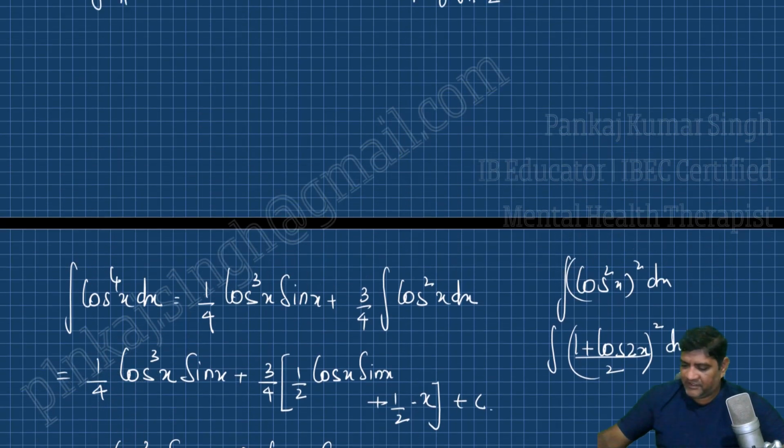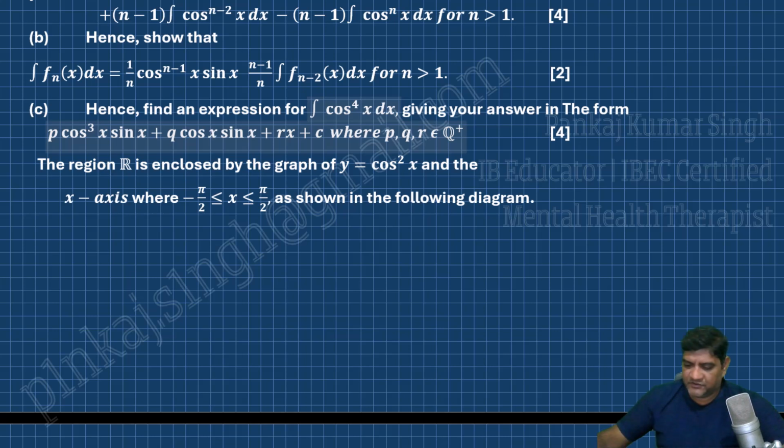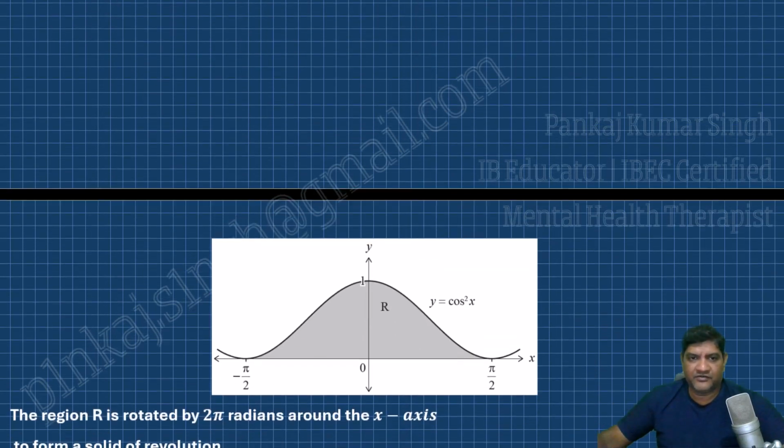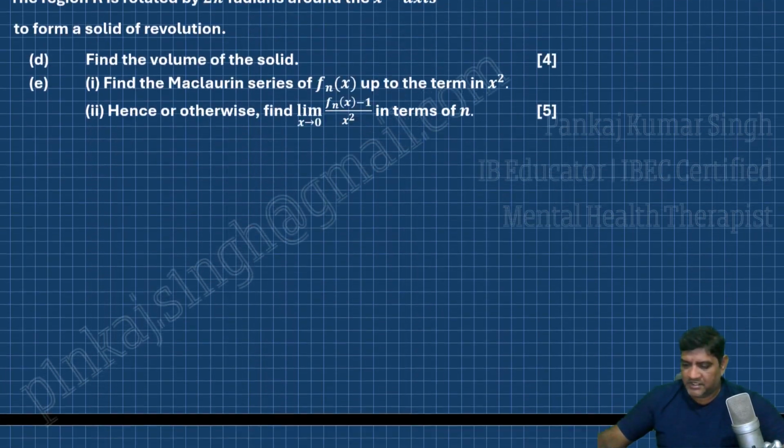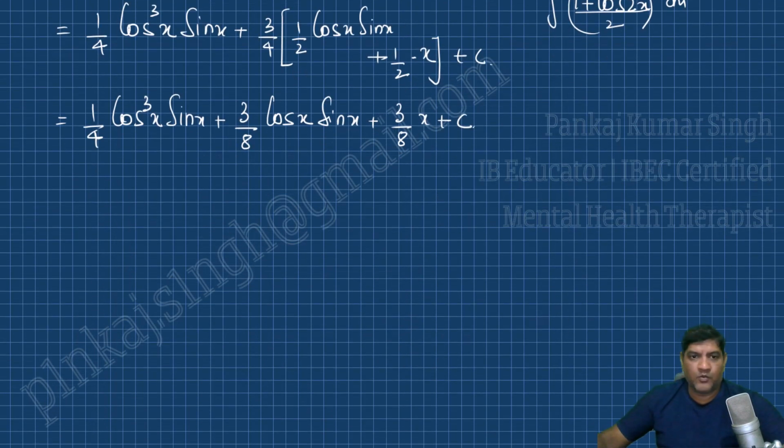Let's quickly see if we got the same answer here. So that's p cos cube x, q cos x sin x, and r x plus c. That is correct. All right, so we can move forward from here. So we can see that the p value is going to be 1 over 4, the q value 3 over 8, and then the r value is again 3 over 8.